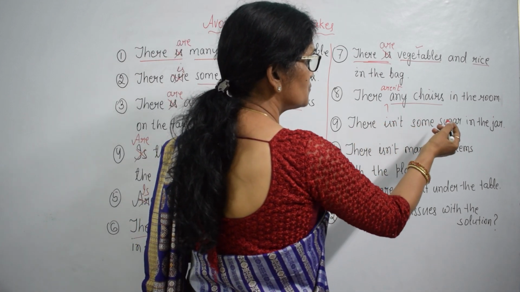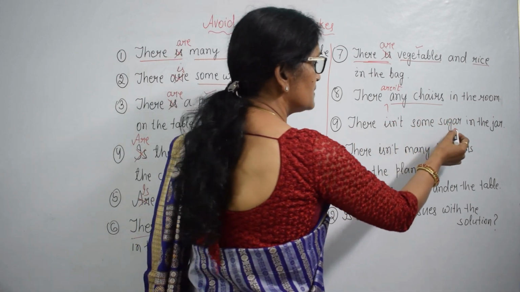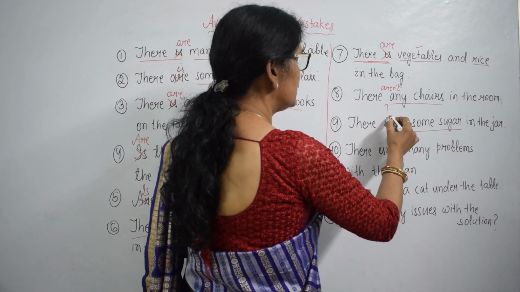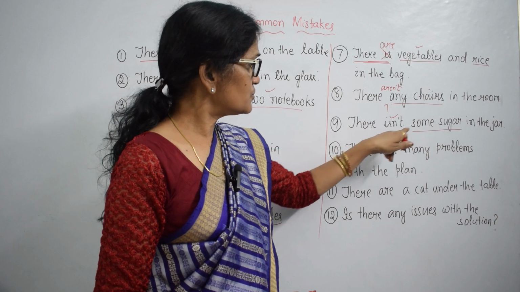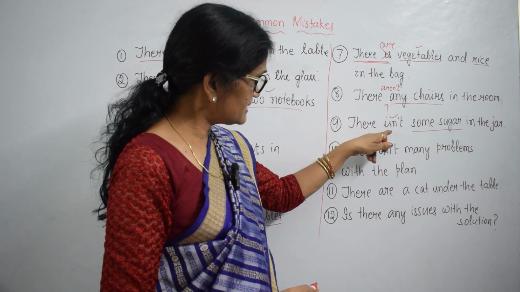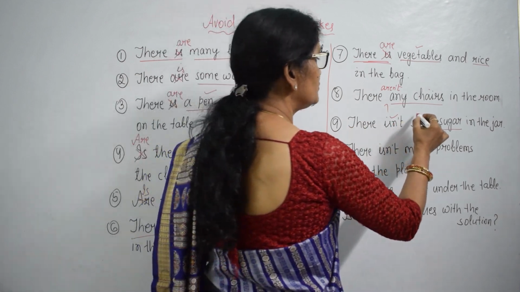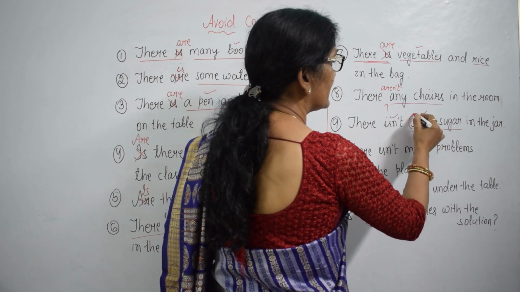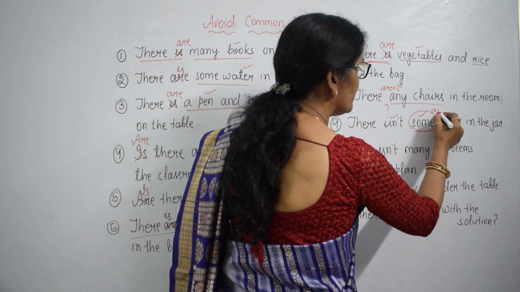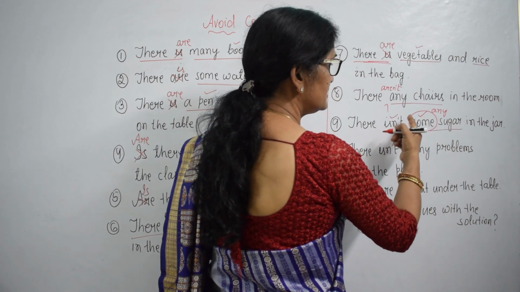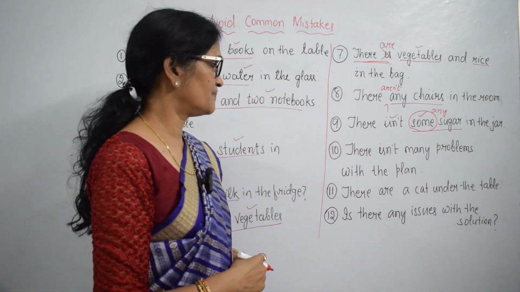"There isn't some sugar in the jar." Some sugar, isn't. Some sugar is uncountable, so the verb is correct. There isn't. But we don't use some in negative sentences. Okay. So instead of some, that will be any. There isn't any sugar in the jar.